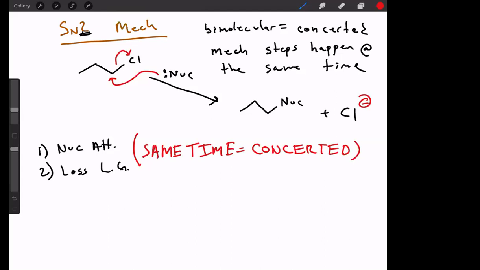So this is it. This is the mechanism. This is the extent of the Sn2 mechanism. You now know it. You're now responsible for it. And if I show you any particular reaction and tell you it's an Sn2 mechanism, then you should be able to draw these two arrows out. Remember, the bottom line is that an Sn2 or any bimolecular reaction is concerted. It happens at the same time. Does anybody have any particular questions?